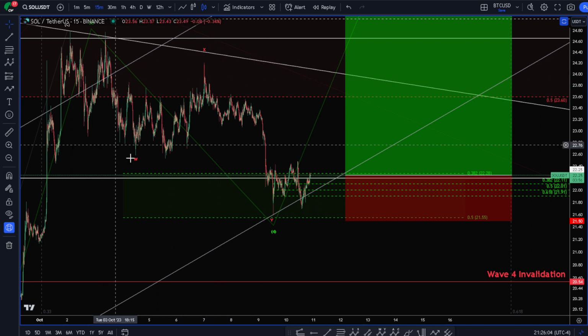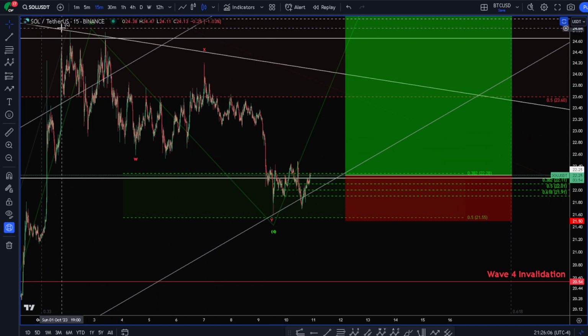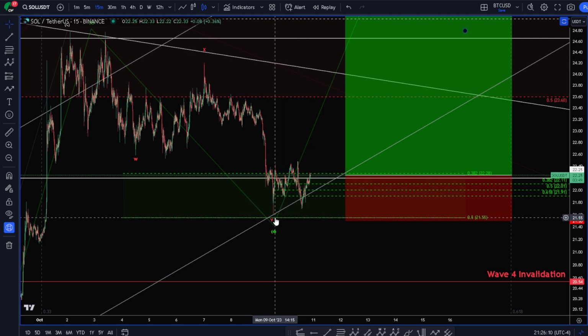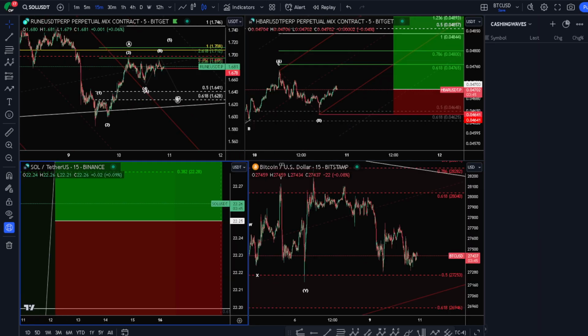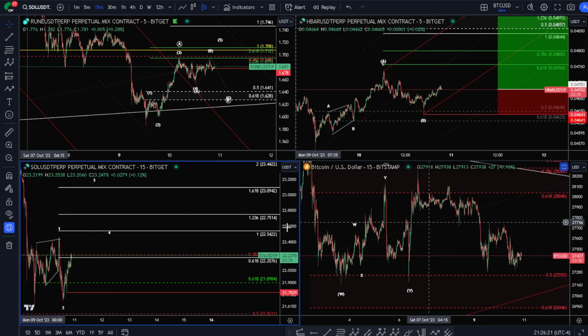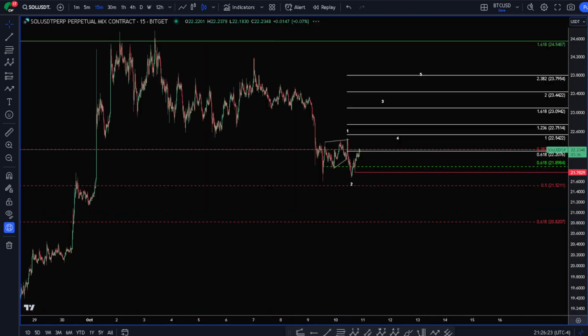As you can see, this would have to be a WXY where we get a B, C here to complete and where our low is in. I want to show you what I'm doing on the micro level, and that is on BitGet. I'm trading this just to show you how we could bottom.